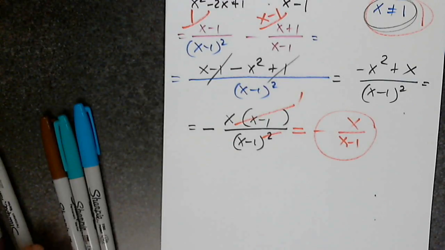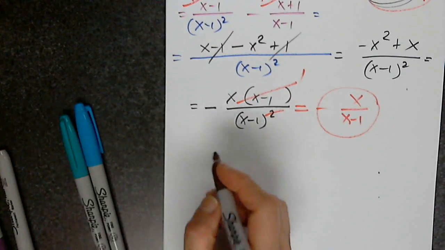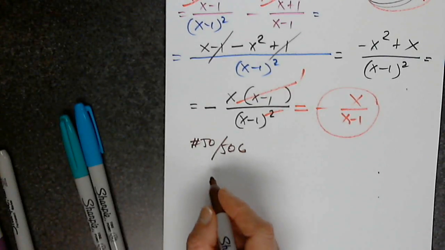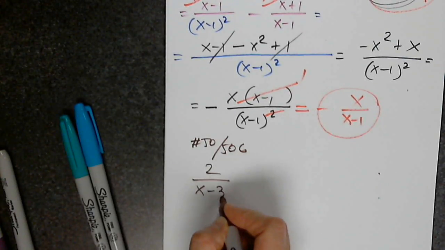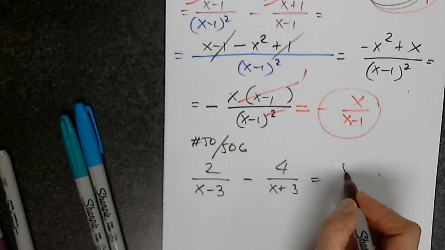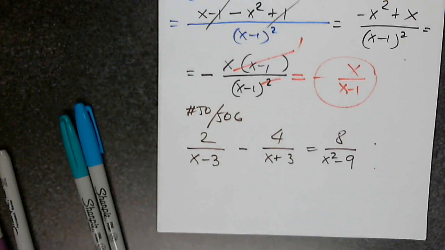So now let's work on a few rational equations. And that's 7.5. Let's start with problem 50 on the same page, 506. 2 divided by (x minus 3) minus 4 divided by (x plus 3) equals 8 divided by (x squared minus 9). If we did this problem, we can choose another. I don't remember.